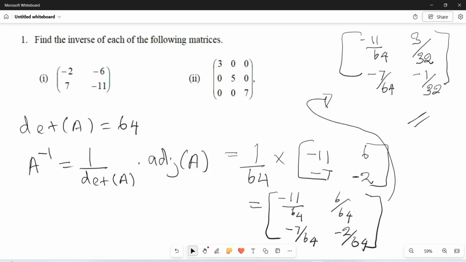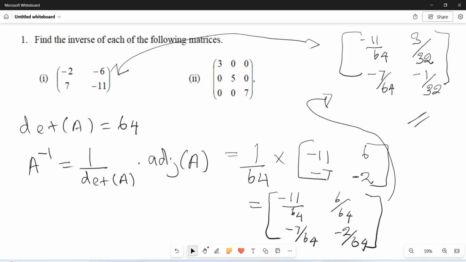And you can check whether your answer is correct. That means if you multiply A and A inverse, these two, you are getting the identity matrix. You can check it. Minus 2 into this one and minus 7 into this one, like that way, you are getting the answer as identity matrix. We are getting that one, so I don't want to prove it. So this is the last answer for the first part of that one.